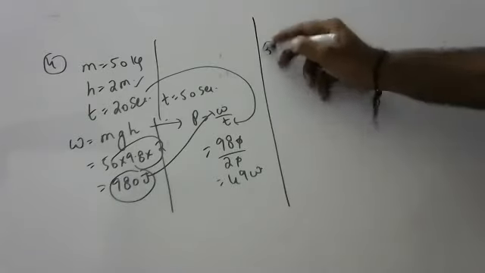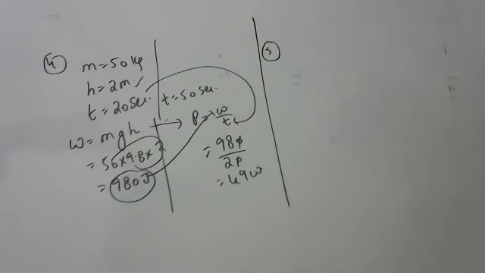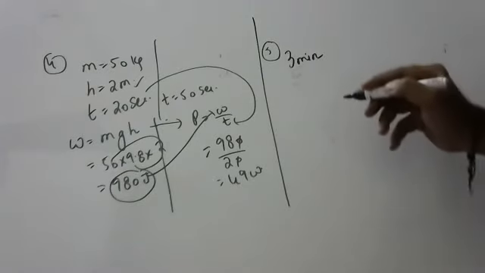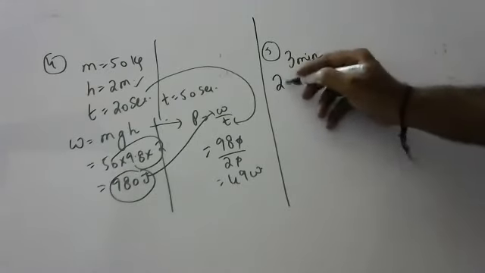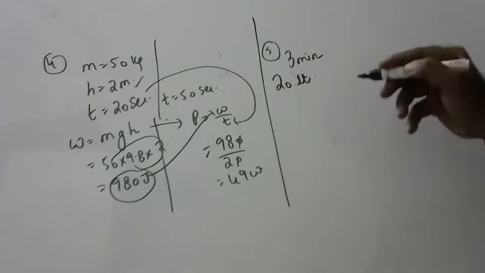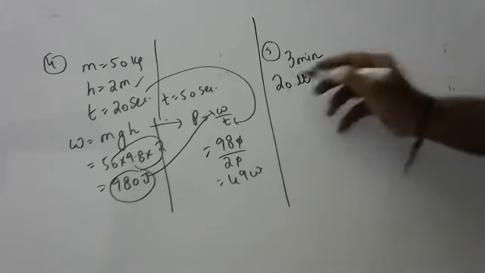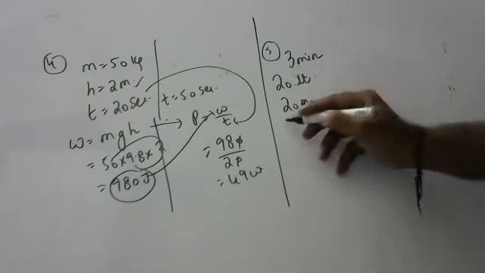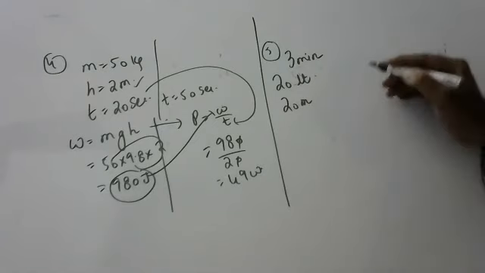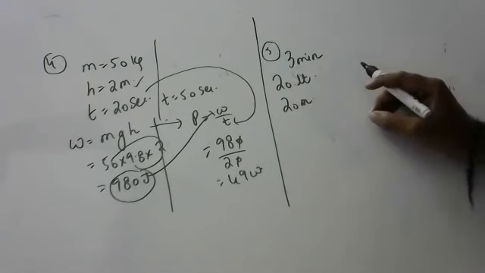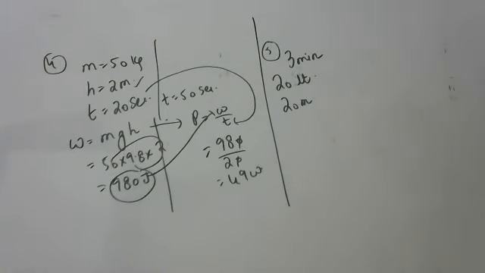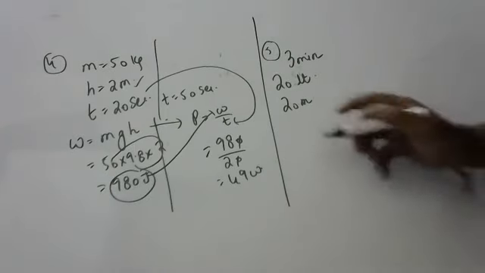Last one for the day, children. A boy takes 3 minutes to lift a 20 liter water bucket from a 20 meter deep well. Okay, what is the power and the work? What is the power and the work? So what, children?